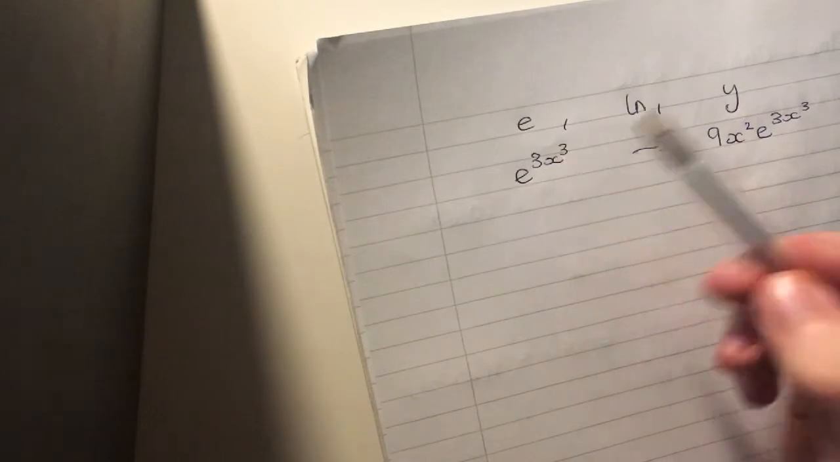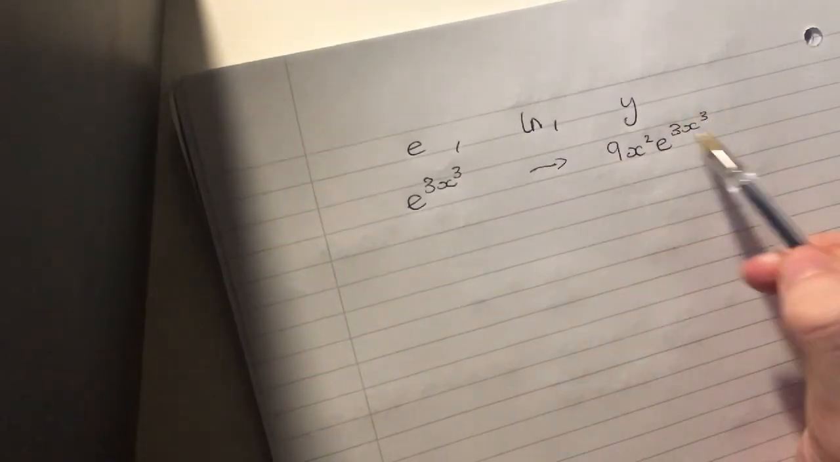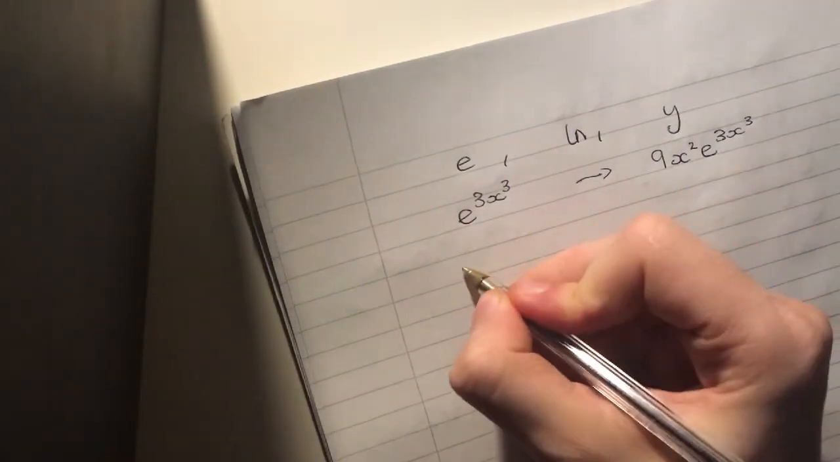Yeah, if there was no power here, there would be no x at the front. So all you have to do is just differentiate the power. That's literally it, and then just put it at the front, and then don't change any of this. Just add bits on with e. Now that's pretty much e.